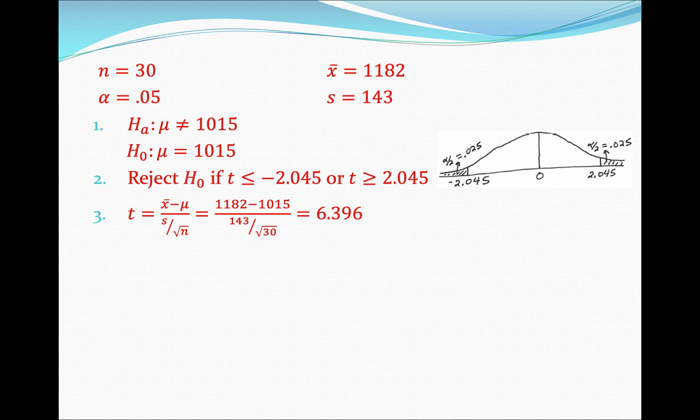Okay, our test statistic. So of course that works the same way. We just plug in what we know. We know the sample mean is 1182. Remember, we're assuming that the mean equals 1,015. That's what we're comparing mu to. So we plug that in for mu. S is 143. Sample size is 30. We plug that in. We get a test statistic of 6.396.